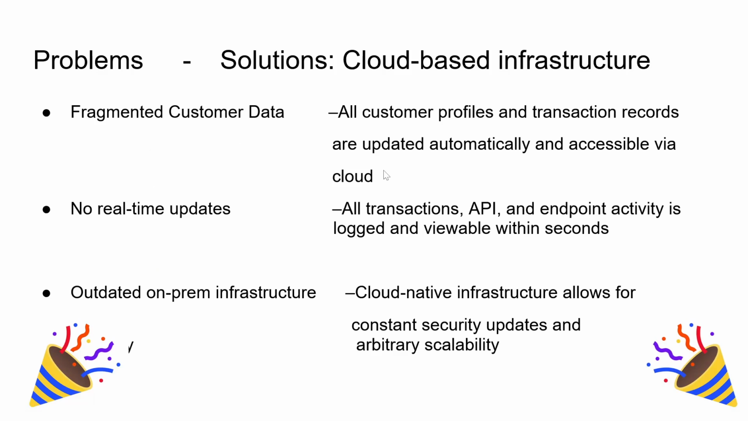See, all of these problems can be solved by a cloud-native web application like VaultGuard. For example, fragmented customer data, store it all in cloud databases, and ensure that the databases can communicate with each other. No real-time updates? All real-time updates, with all transactions, API, endpoint activity, everything logged and viewable within seconds in CloudWatch, and double logged to an encrypted S3 bucket with delete protection. Outdated on-premises infrastructure? Don't have any on-prem infrastructure. You can use cloud-native infrastructure, and you can scale your resources as needed, and you can pay as you go.